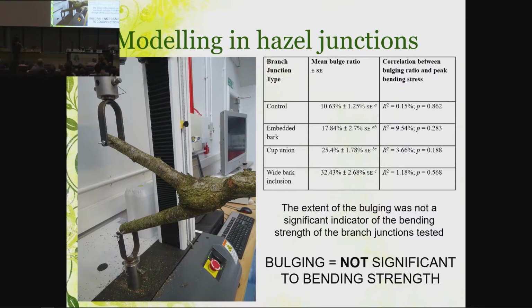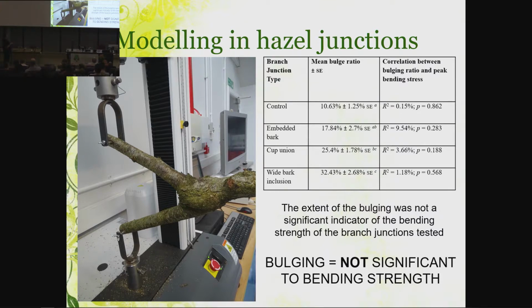Okay. To add to that, I did some modelling using fairly sizable junctions in hazel, some a little bit smaller, with bulges, without bulges. So I had a control group, a group which turned out to have little bits of bark inside that I didn't know about because they were hidden. Cup unions, if anyone doesn't know what a cup union looks like. That's a cup union, isn't it? So that'll hold a bit of water. And then these ones with much wider areas of bark.